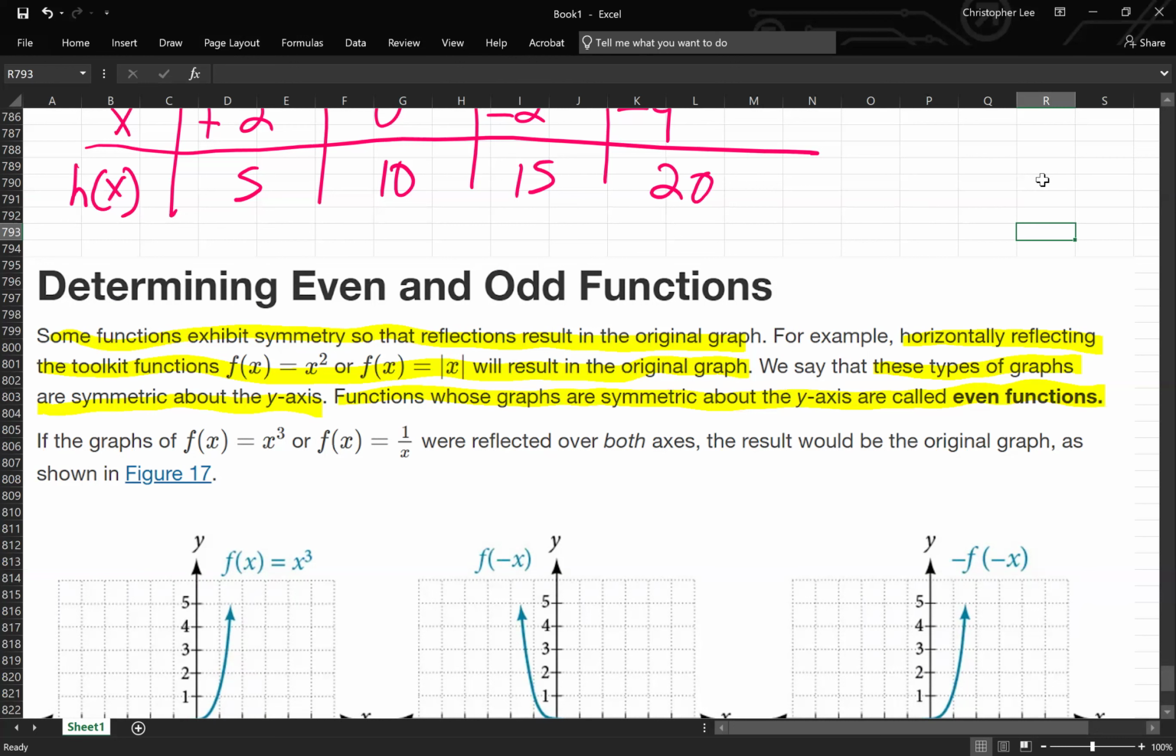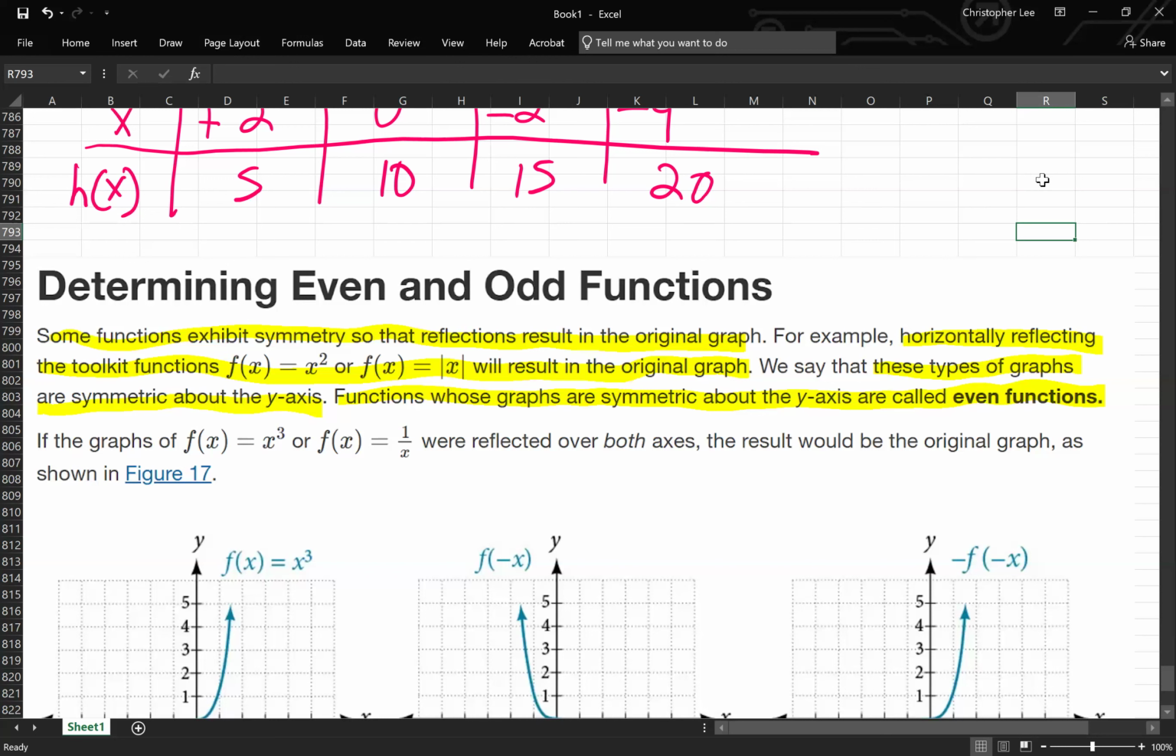So that's what they mean right here. We say that these types of graphs are symmetric about the y-axis. Functions whose graphs are symmetric about the y-axis are called even functions. So what did we learn now? x squared, the quadratic function, and the absolute value of x are even functions. Those are even functions.